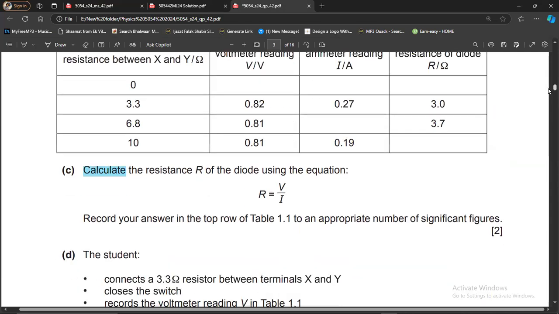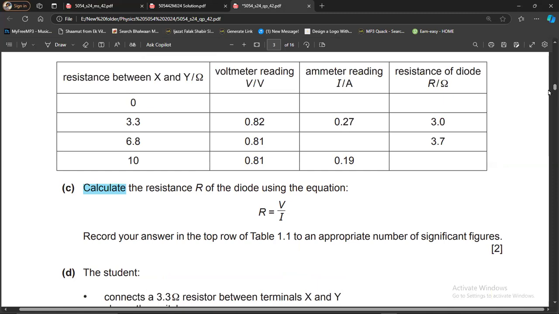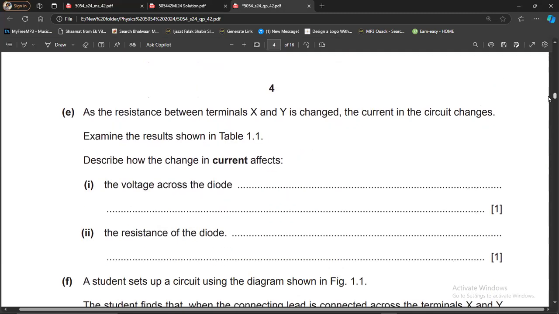Okay, so we have already completed this table. Okay, so we are good with it. As the resistance between the terminal X and Y is changed, the current in the circuit changes. Examine the results shown in the table 1.1. Describe how the change in the current affects the voltage across the diode and the resistance of the diode.